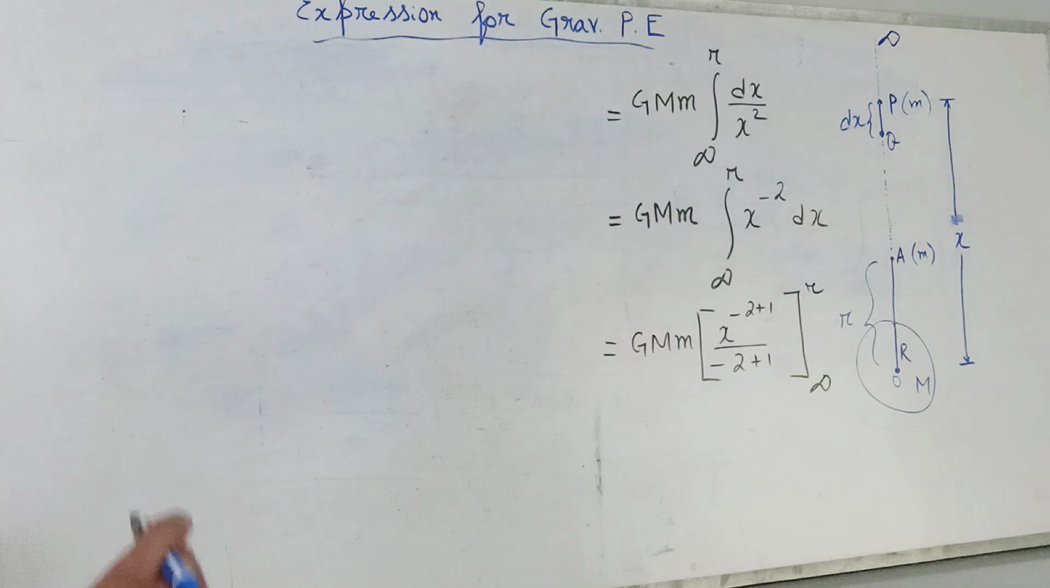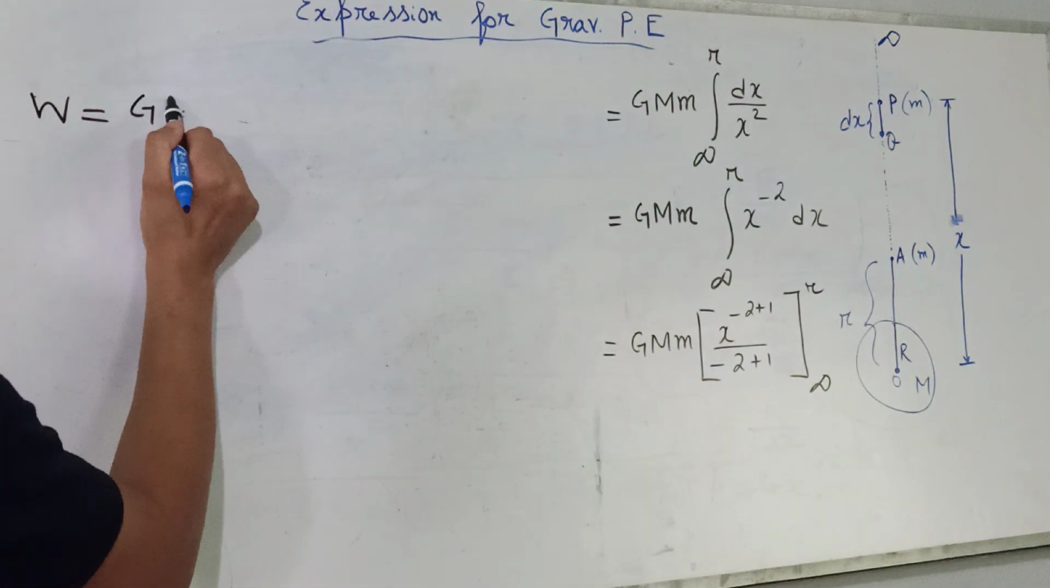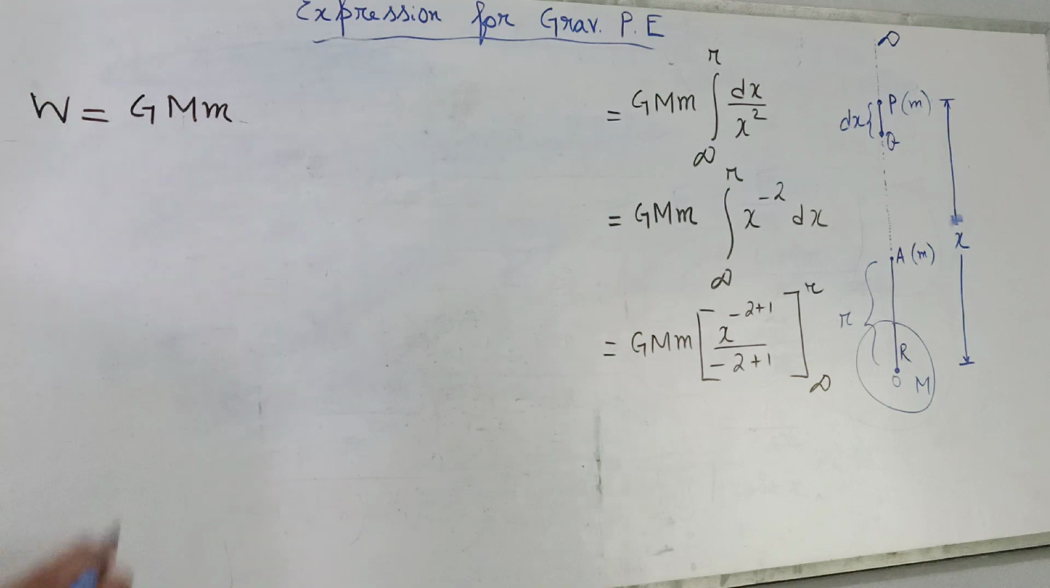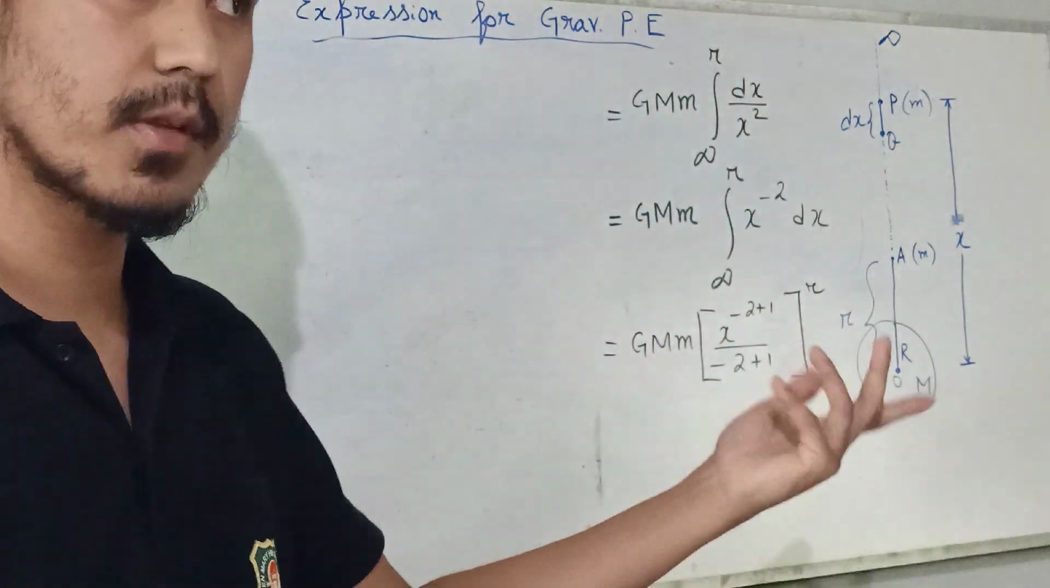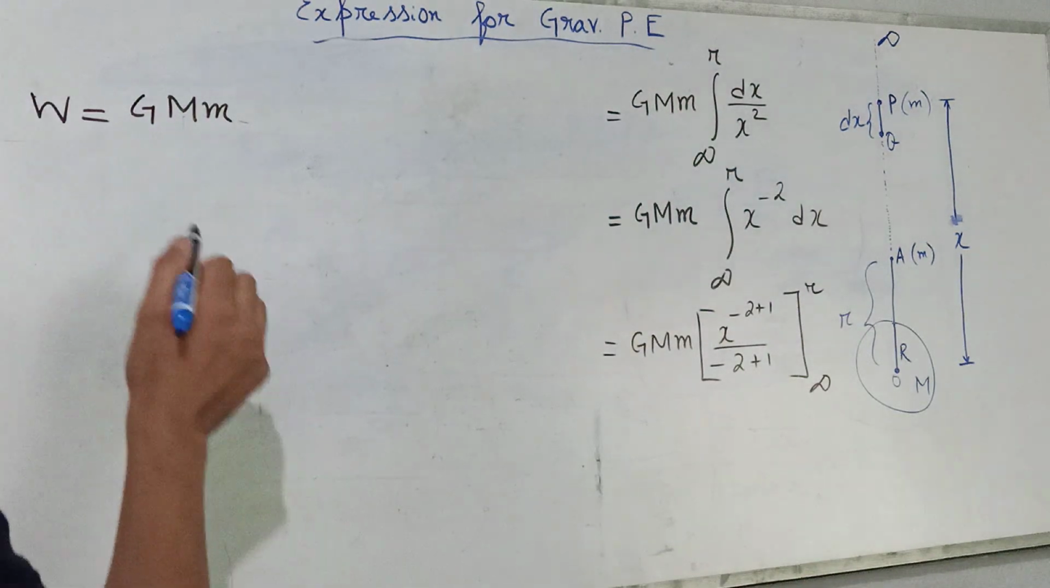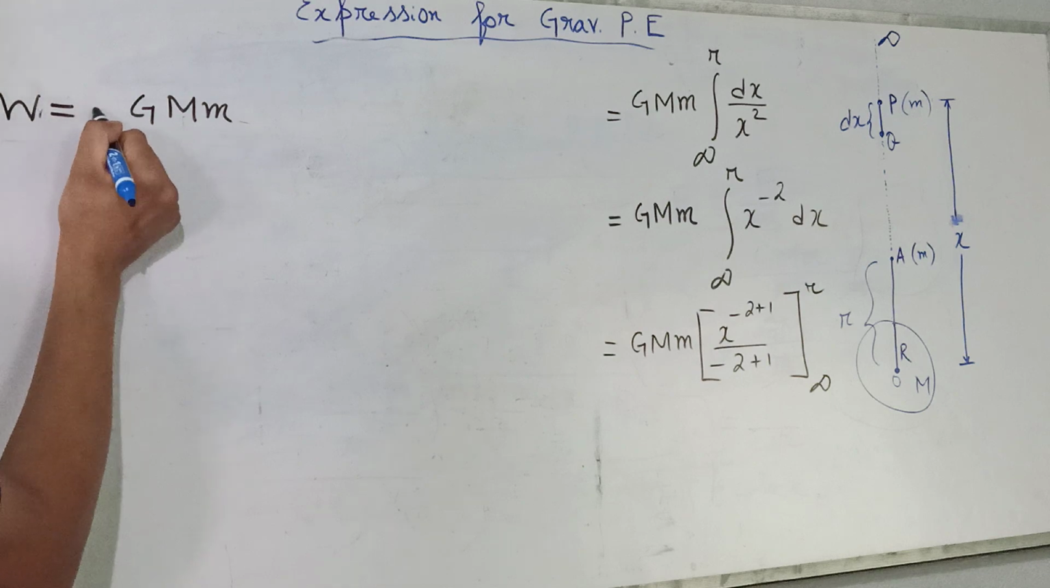So let me work out over here. Your work done W is equal to G M m. Here the denominator is minus 2 plus 1, which gives you minus 1. So minus 1 is constant. So I'm going to write here W is equal to minus of G M m.